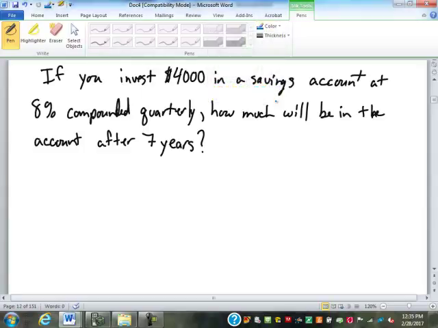Okay, so this is an investment problem. It's saying if you invest $4,000 in a savings account, 8%, compounded quarterly, how much do we have after 7 years? Now, we looked at this last week, and the formula we gave was the future value. We're going to just put S as the symbol that the book seems to use for future value.